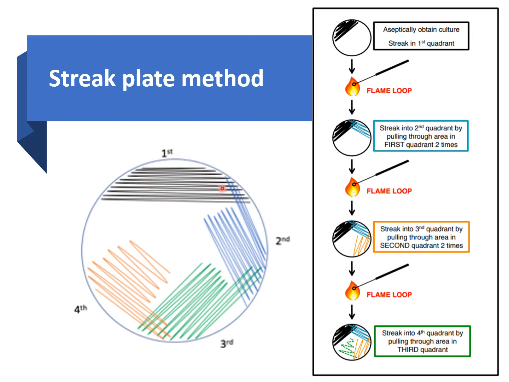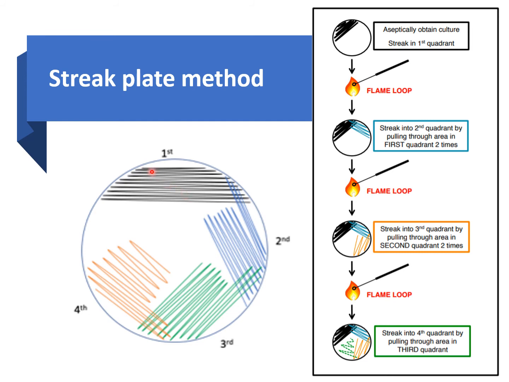We call this the first quadrant, okay? So about a fourth of your plate or so, you're going to streak. Do you see how you streak back and forth? You keep streaking back and forth without going back into the original sample. You never go back into the original sample, okay?